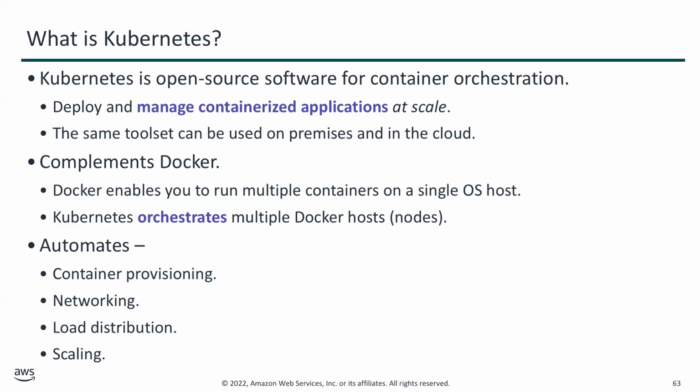Next, what is Kubernetes? You may have heard about it, and some of you know about this as well, right? Kubernetes is open software for container orchestration. It helps to deploy and manage containerized applications at scale. The good thing about Kubernetes is the same toolset can be used to run containerized applications on cloud and on your desktop or on-premises servers as well. It also complements Docker, right? Docker enables us to run multiple containers on a single OS host. Now, Kubernetes orchestrates multiple Docker hosts called nodes.